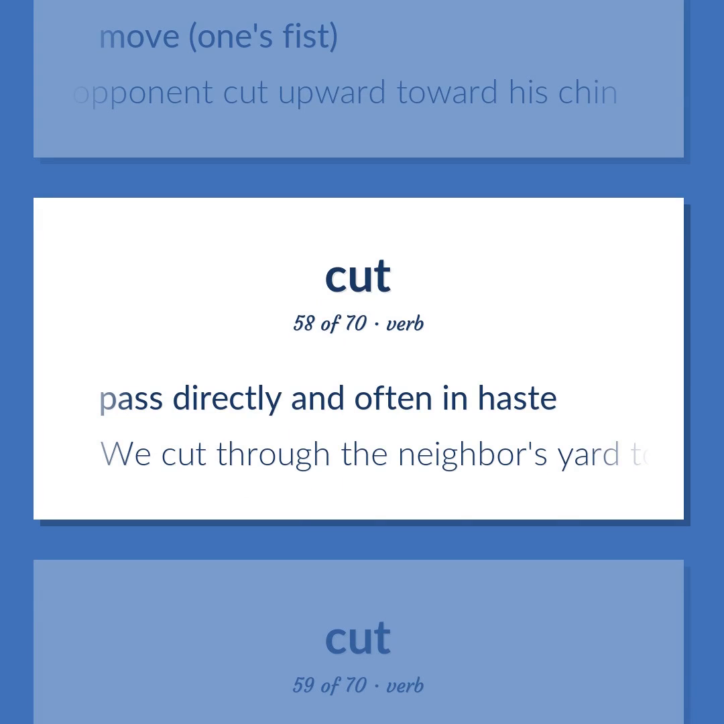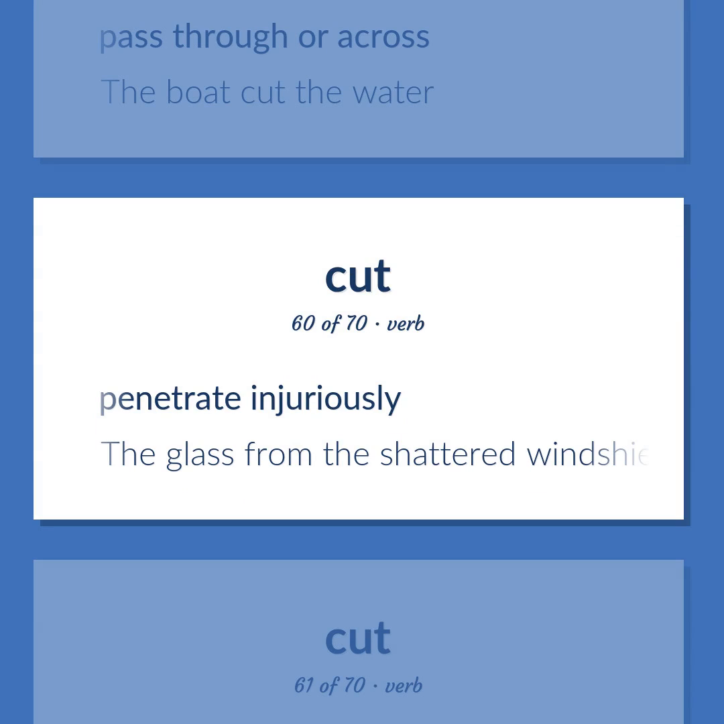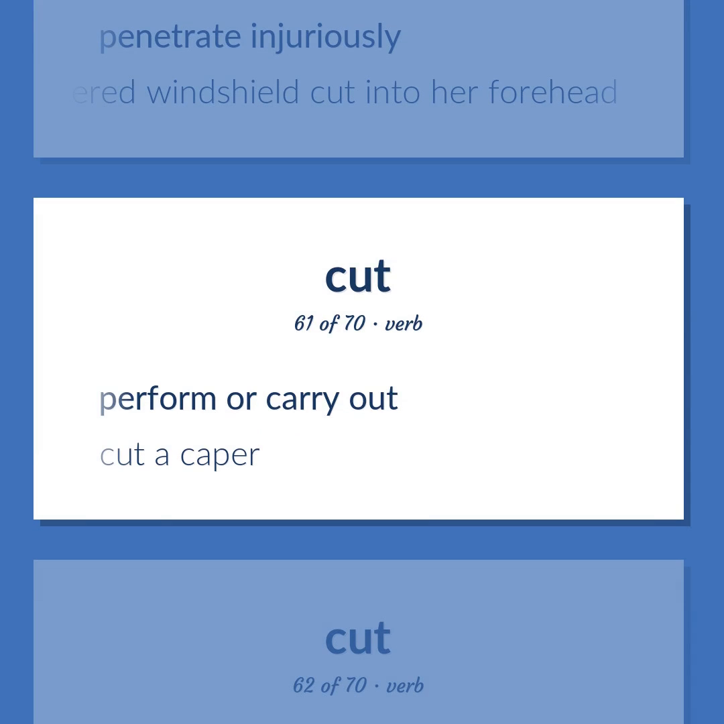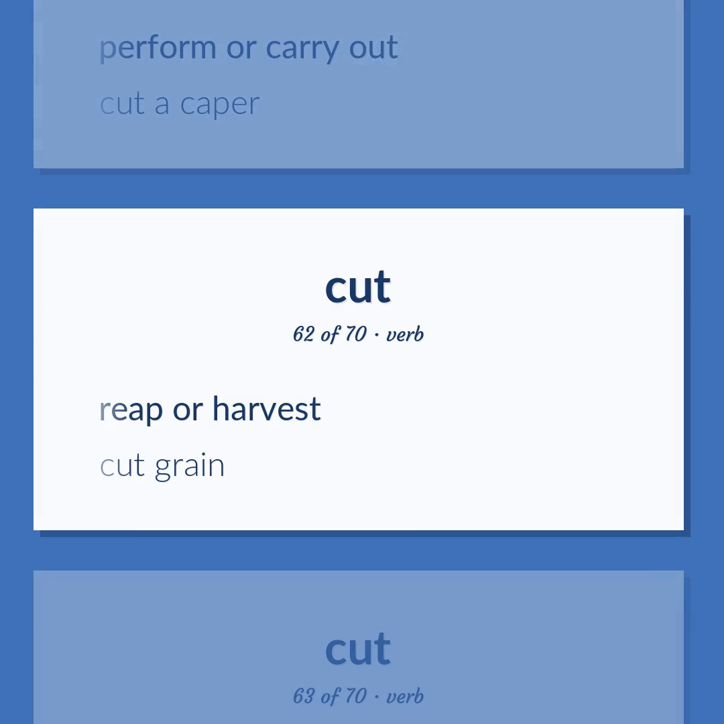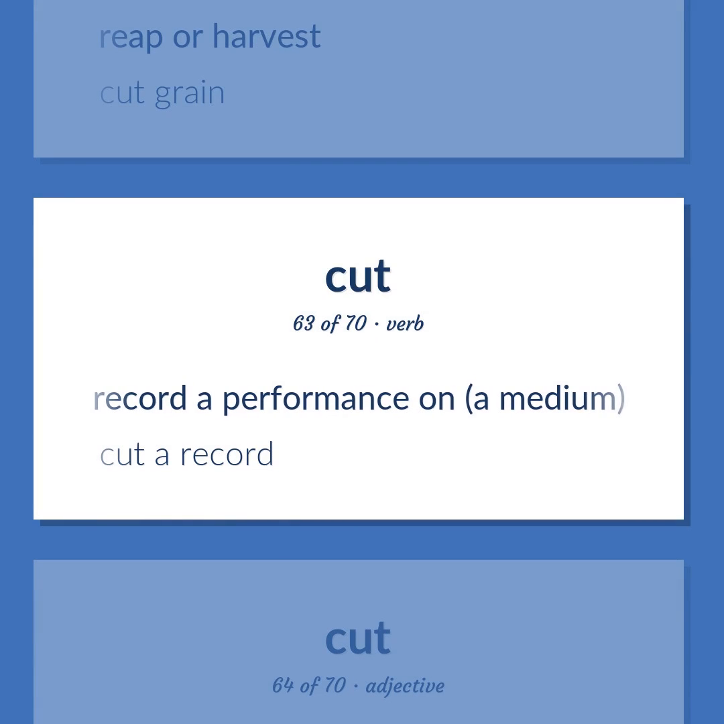Pass directly and often in haste. We cut through the neighbor's yard to get home sooner. Pass through or across. The boat cut the water. Penetrate injuriously. The glass from the shattered windshield cut into her forehead. Perform or carry out. Cut a caper. Reap or harvest. Cut grain. Record a performance on a medium. Cut a record.